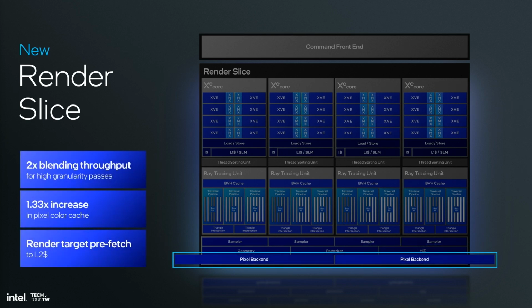All right, so considering, again, the pixel backend, we have 2x blending throughput, which is, basically, you've taken all these fragments, you've shaded them together, and when there's transparency, you have to blend them. So higher bandwidth for blending is critical. We've also got a 1.33x increase in our pixel color cache, which again reduces bandwidth requirements on our cache. All thrown together, it's a bubbly, delightful creature of comfort, okay? And render target prefetch is increasing on the L2 cache.